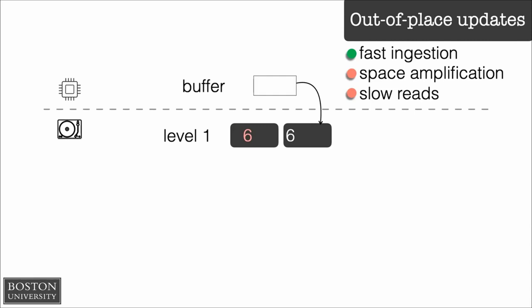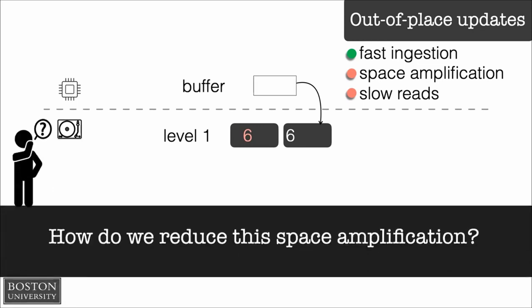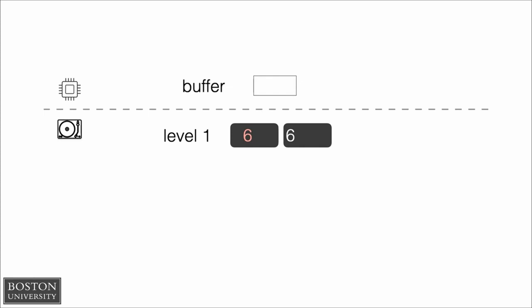We also have an adverse impact on read performance. Why is that? Because we're keeping metadata for all the possible values, irrespective of whether they are valid or not. So we have to keep the metadata available for the invalid 6 as well. So how do we reduce this space amplification and also address, to some extent, this read performance problem? Well, we compact the two.